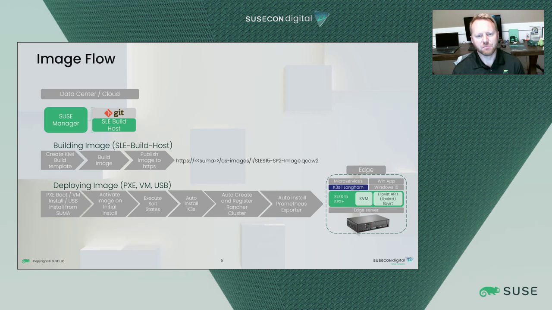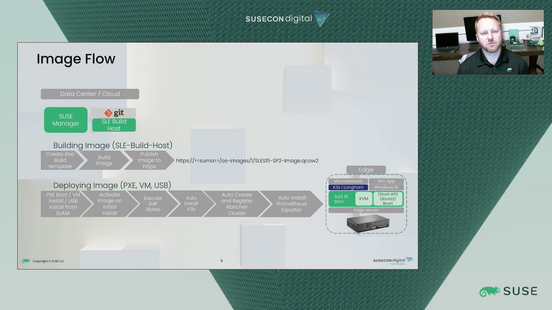So once that's complete, you can then deploy that image at the edge. And you can do that with several different methods. Some organizations will prefer different things. But you could PXE boot it, PXE boot the virtual machine. You can install it via USB thumb drive. You can install it directly as an image deployment directly from SUSE Manager as well.